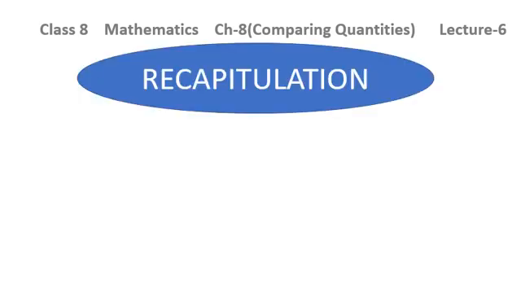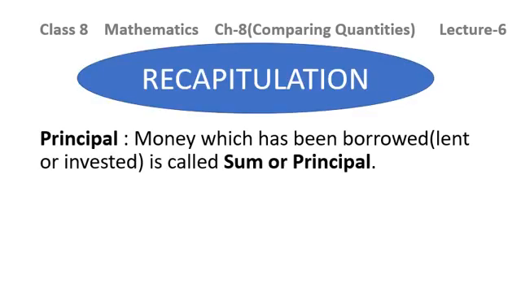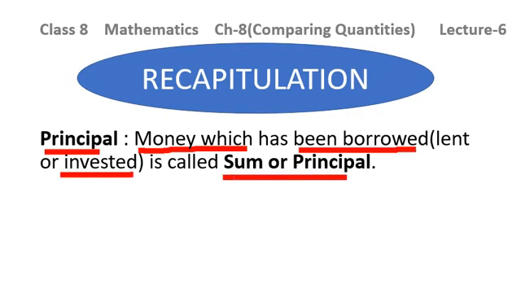Let us recapitulate. We have studied about principal. So what do you mean by principal? Principal is the money which has been borrowed, lent or invested, and it is called sum or principal. So the other name of principal is sum.